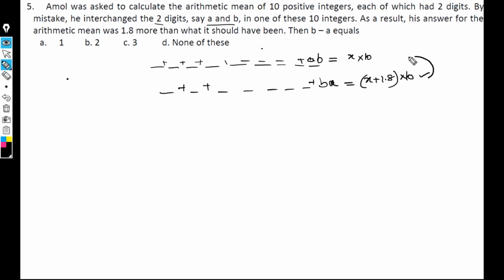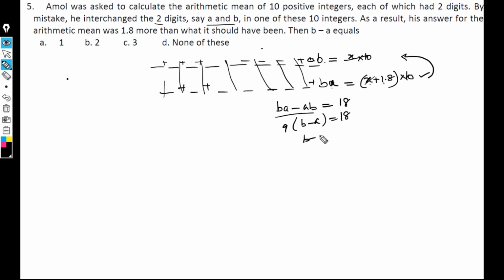Okay, good. Simply subtract these two equations. When you subtract these two, because all the other numbers are the same, they get cancelled out. So BA minus AB equals, the 10x got cancelled out, 1.8 into 10 is 18. So the difference of these two is 9 times (B minus A), which is 18. So B minus A comes out to be 2 straightaway. I hope it is clear to all. Shall we move ahead? Okay, good.